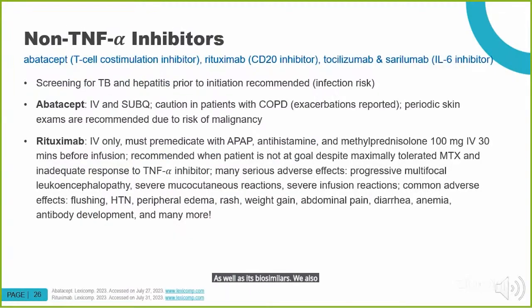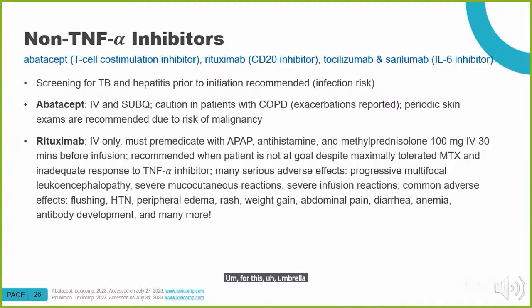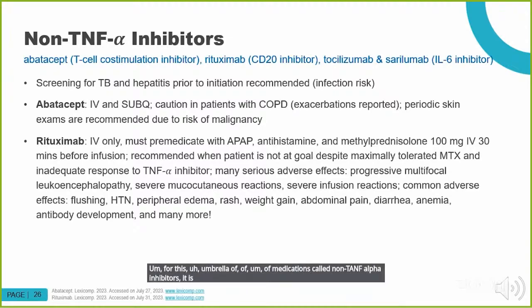We also have our non-TNF-alpha inhibitors, which include abatacept, which is a T-cell co-stimulation inhibitor. We have rituximab, which is a CD20 inhibitor, and we have two additional monoclonal antibodies, tocilizumab and sarilumab, which are interleukin-6 inhibitors. For this umbrella of medications called non-TNF-alpha inhibitors, it is recommended to still screen for latent TB as well as hepatitis prior to initiation.